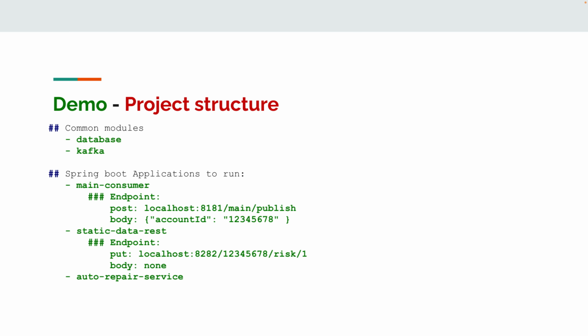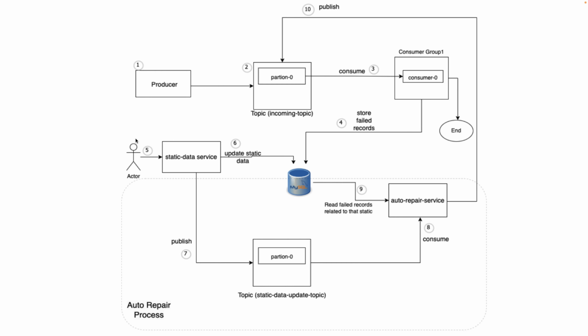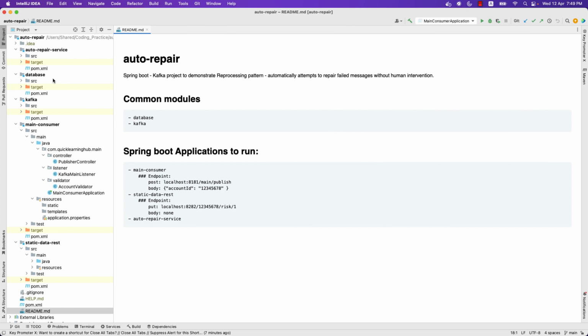In today's video, we continue our discussion with the demonstration. Let's go back to the diagram, which will make sense. More than one application is going to interact with the database, so let's make the database a common module. Also, some common logic, like the publisher and consumer logic, is common, so let's make the Kafka configuration and other stuff common for Kafka as well. Here, if you see the common modules, I have database and Kafka.